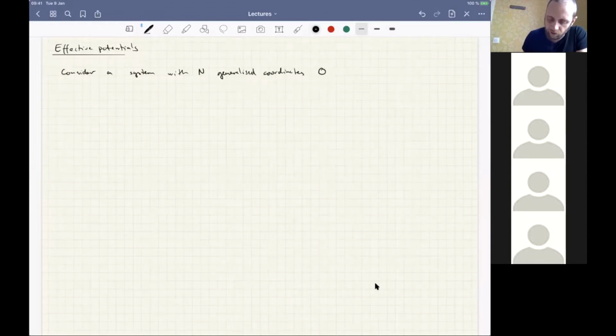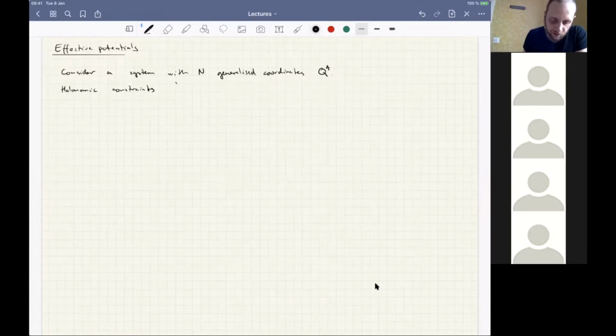I'm going to call those capital Q^A. So this refers to our larger number of degrees of freedom that we want to reduce. And we will assume now that this system has a number of holonomic constraints. Rather, I will assume one holonomic constraint.